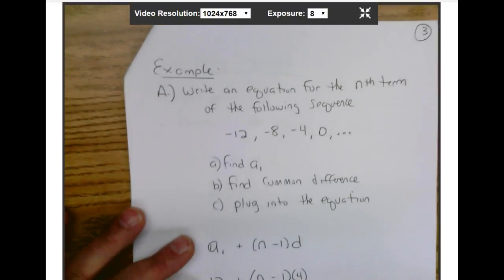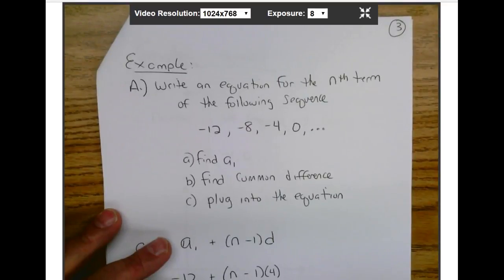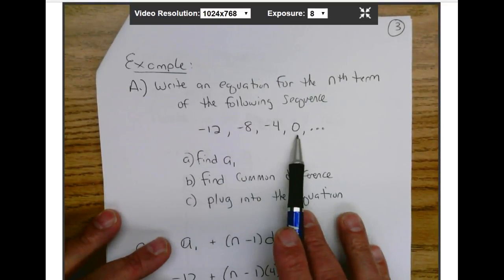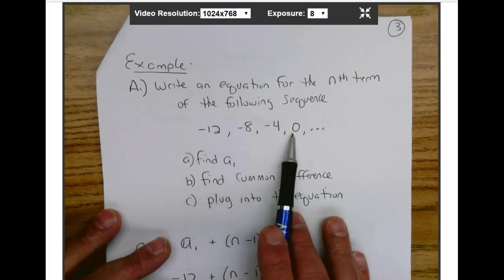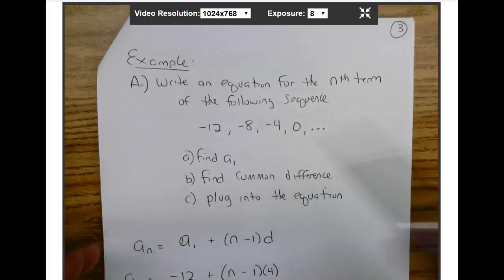This one says, write an equation for the nth term of the following sequence: negative 12, negative 8, negative 4, and 0. Now if we just wanted the next term, we could easily figure this out. Looks like they're adding 4, right? So the next one would be 4. Okay, but they want to know what the nth term is.